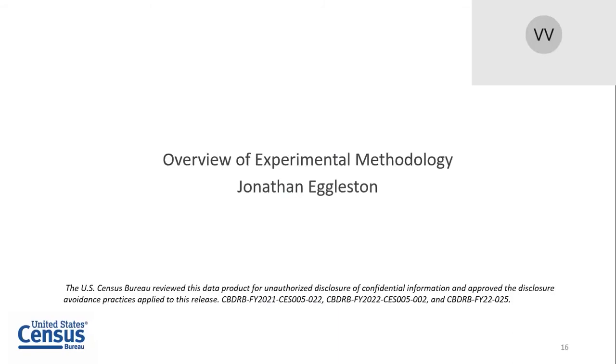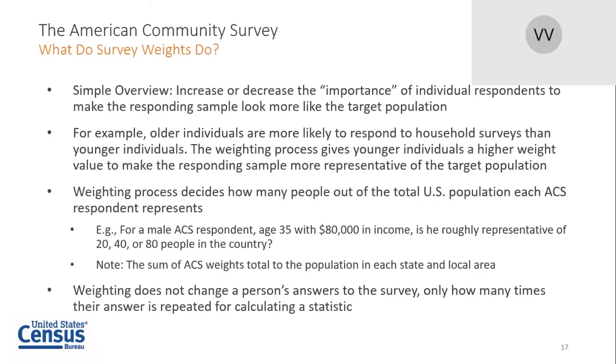All right, so thank you for that introduction. So I'm Jonathan Eggleston, and I'll give more details on the experimental weights. So first, just to make sure we're all on the same page, first want to discuss what survey weights do in general. So a really simple overview is that they either increase or decrease the importance of individual respondents to make the responding sample look more like the target population. So for example, we find in our household surveys that older individuals are more likely to respond than younger people. So the weighting process gives younger people a higher weight value in order to make the responding sample look more like the target population.